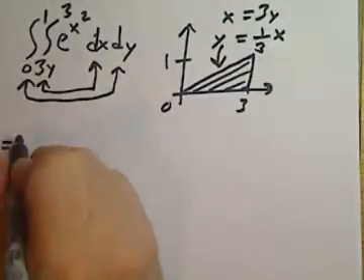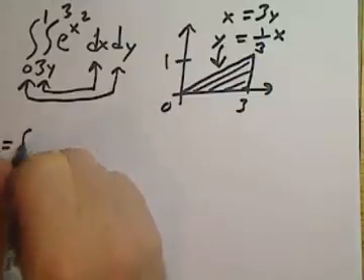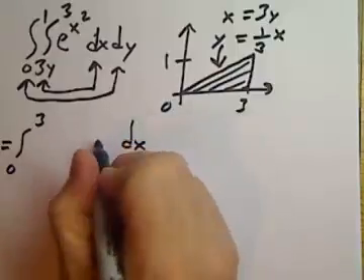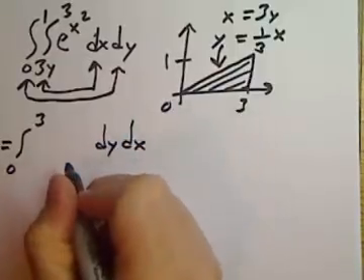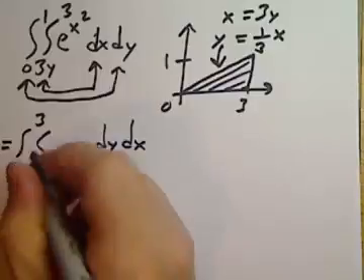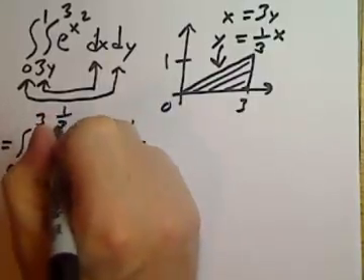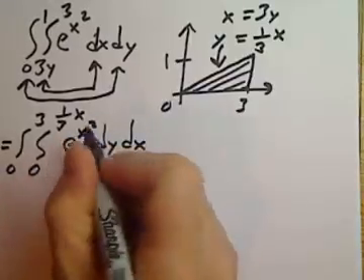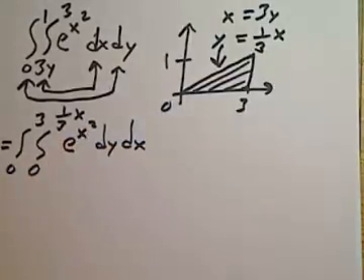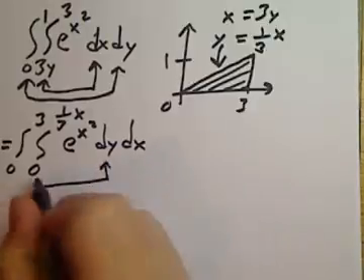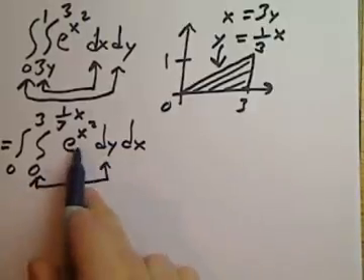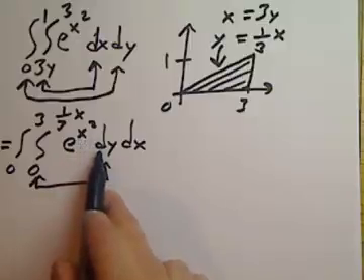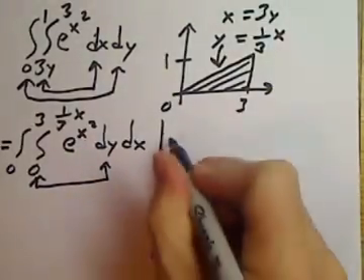So my double integral now, I have the integral from 0 to 3, dx, and y is going from 0 to 1/3 x, and I have an e to the x squared. And now I can easily do this inner integral because when I look at this here, I don't have any y's in my e to the x squared. And so this inner integral here I can work out.